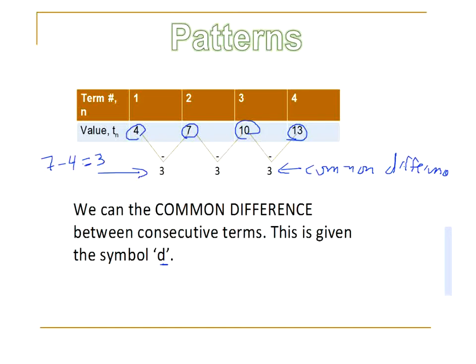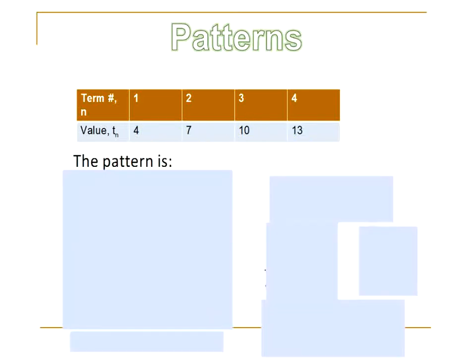So let's take a look at rewriting this pattern in a different form. So here's the same numbers. Now that we recognize this common difference, I can rewrite this pattern as 4 plus 0 times 3. So that's just 4, my first term in the pattern. Or I can add 3 to it 1 time to get 7. Or I can take that 4 and add 3 to it 2 times to get 10. Or add 3 to it 3 times to get 13.